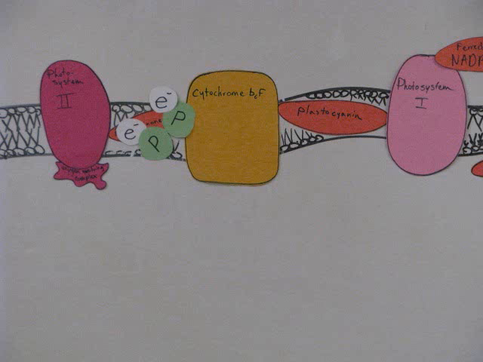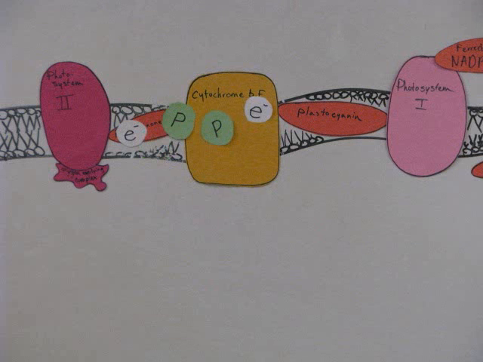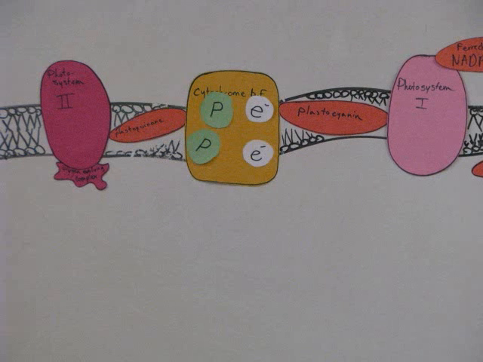Plastoquinone QB then transports the two electrons to the cytochrome b6f complex and the two protons are released. This causes two more hydrogen ions to be pumped into the lumen by cytochrome b6f.